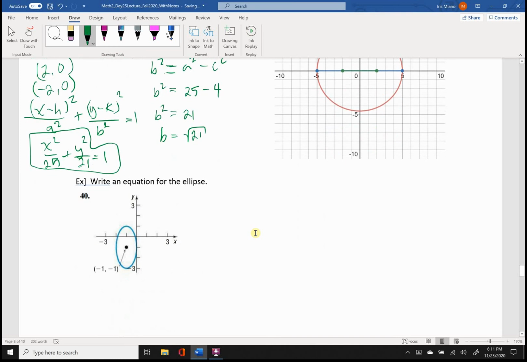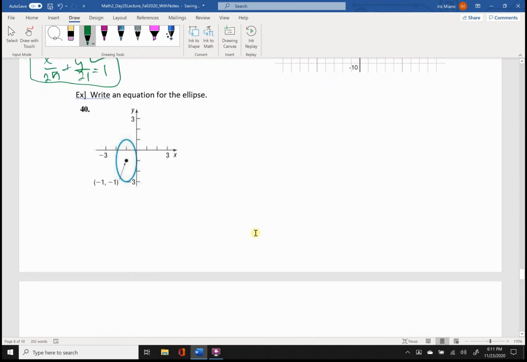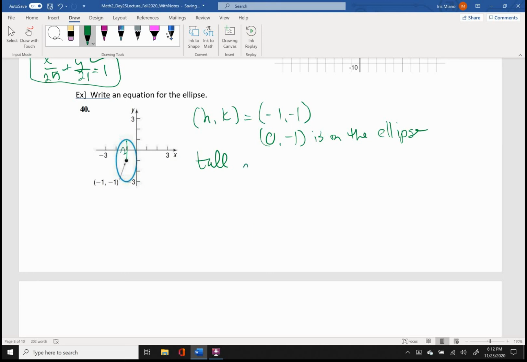Let's move on to number 40, where we write the equation for this given ellipse. Notice that the center is at -1, -1, so that means h, k equals -1, -1. Okay. Furthermore, now it's not explicitly shown, but it's really up against the value, 0, -1 is on the ellipse. And it's long, or tall rather. It's tall, not wide. So that means that its length from here to here is 2, right? So that means that the a value is 2. So therefore a squared equals 4.